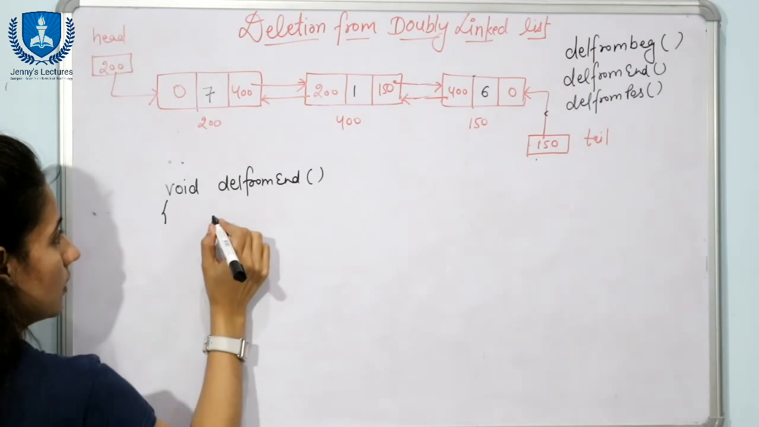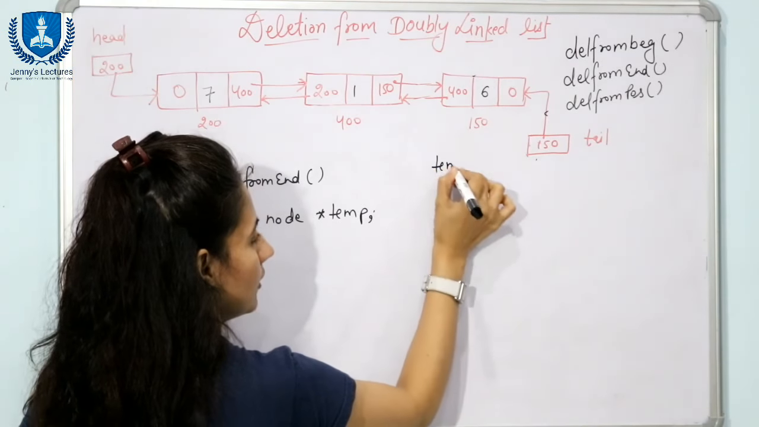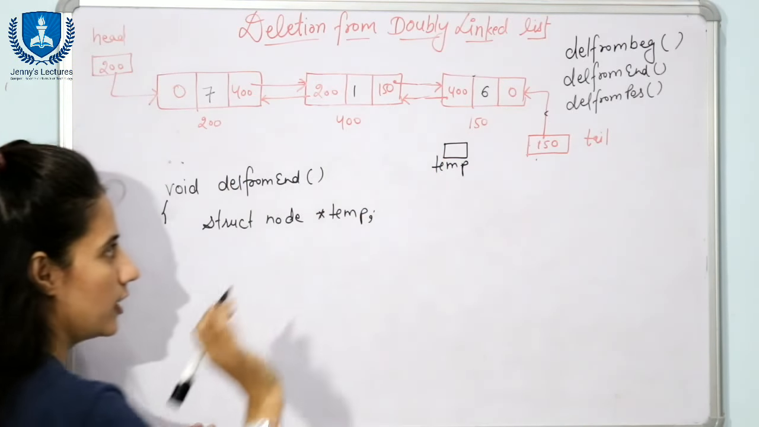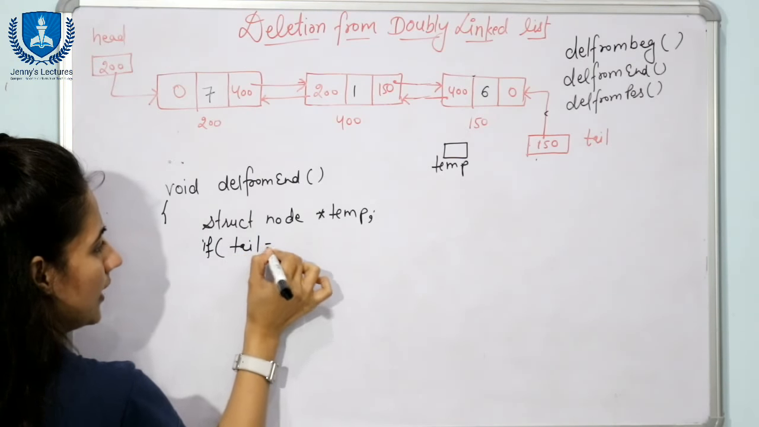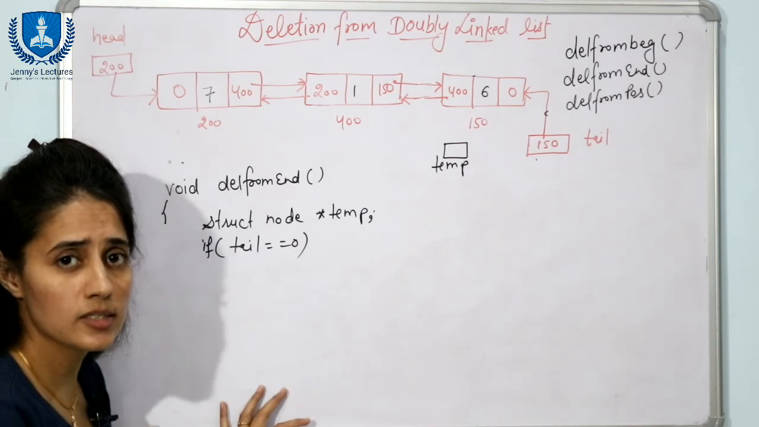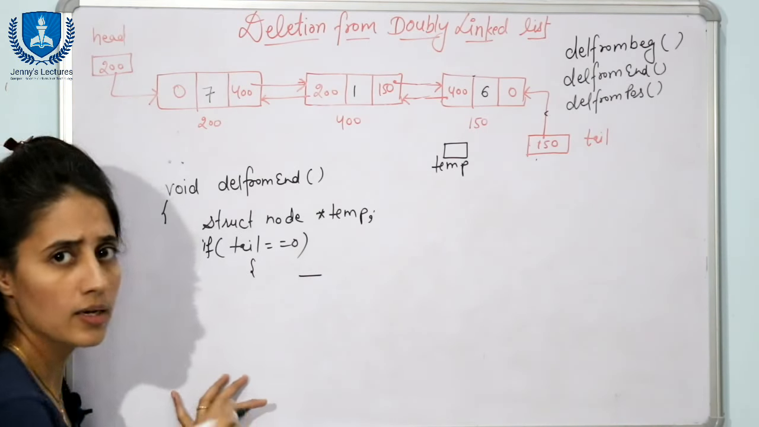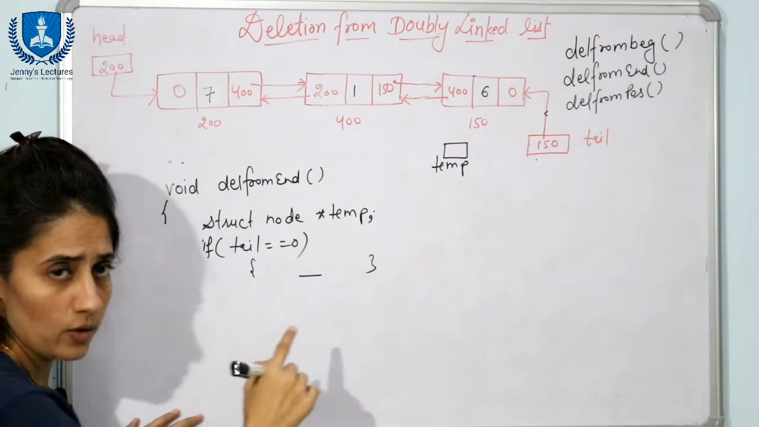We will declare another pointer, that is temp. Means we have another pointer temp, and temp is not pointing to anywhere. First of all we will check if tail is equal to 0 or head is equal to 0, it means the list is empty. So here you can simply print, list is empty. Fine. I guess you can all write down this thing.